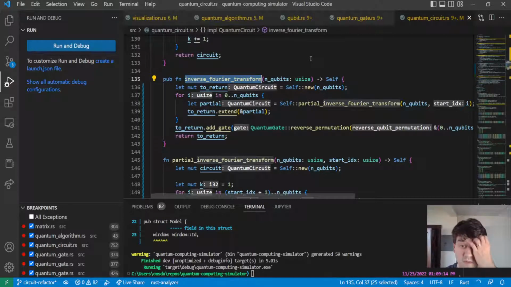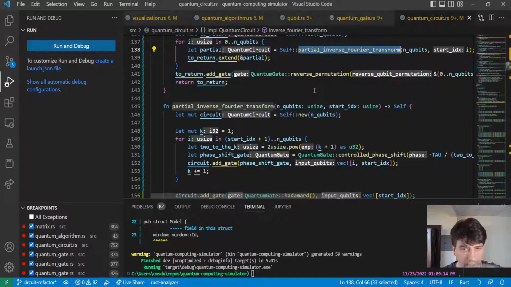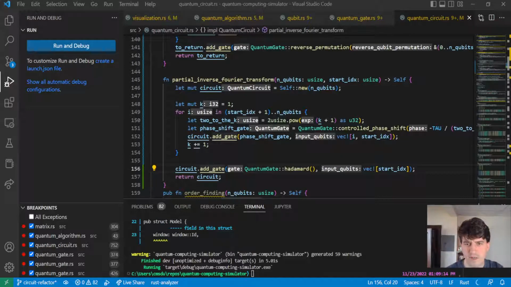Fourier transform. Partial inverse Fourier transform is the first thing that happens. It does not start with Hadamard, and I think it should, right? Looking at the book for a moment. Yeah, it should start and end with Hadamard.